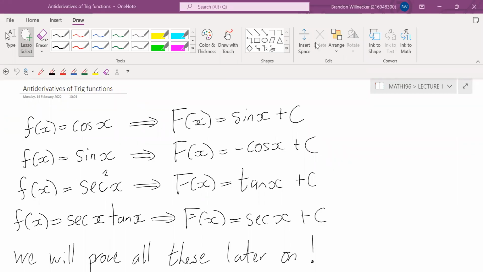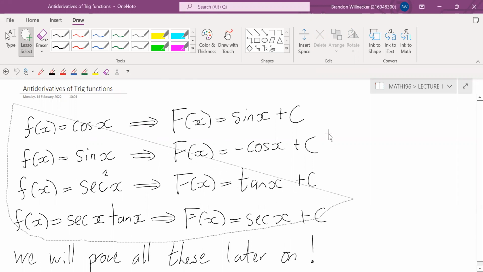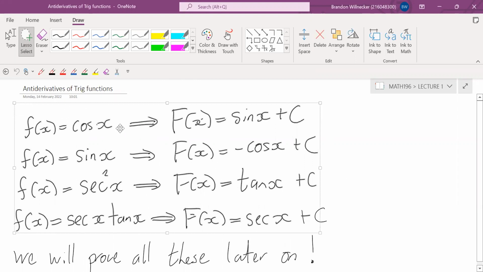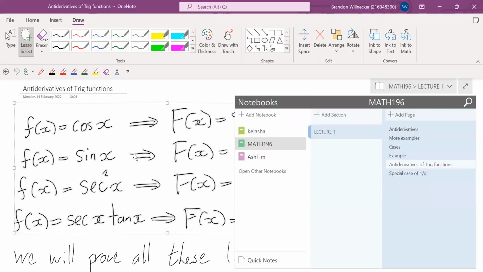Hi, everyone. So today we're going to be moving on to the area problem. And that's the start of integral calculus. But before we do that, we need to finish what we did last time and prove these antiderivatives of the common trig functions. Okay, so this is what we wrote last time. We're going to be proving these today.